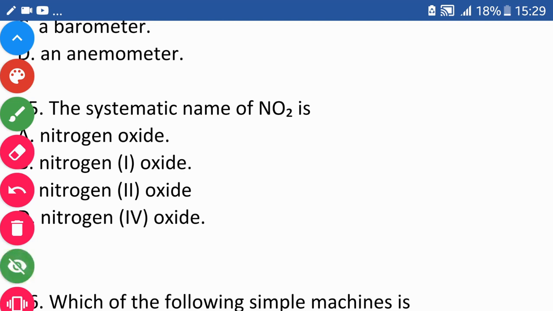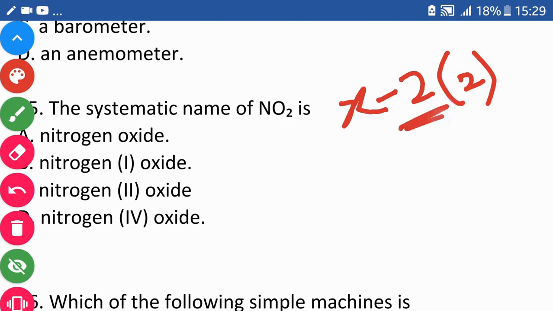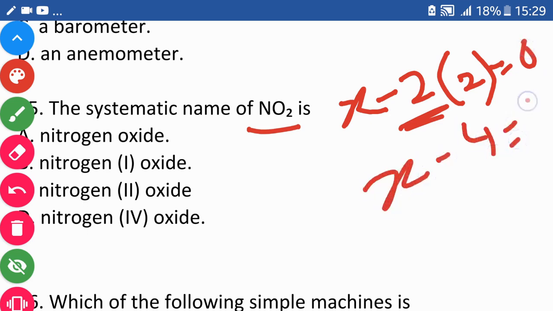Now, to calculate the oxidation number, represent N with X, and minus 2 multiplied by 2. This minus 2 is the charge of the oxygen, so you're writing a linear equation. X for the nitrogen, minus 2 for the oxygen, multiplied by the number of atoms of oxygen, equals 0. So you're going to have x minus 4 equals 0, so x will be equal to 4.